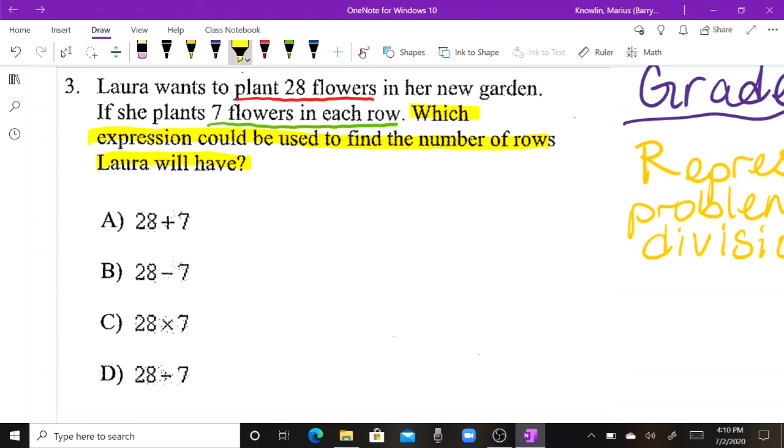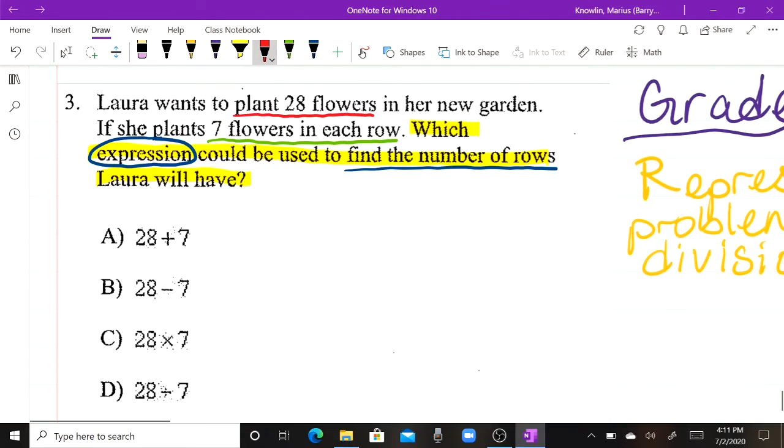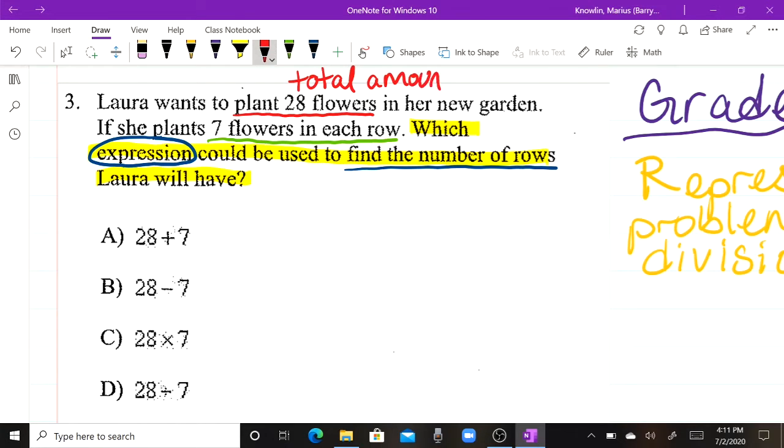So the answer here is not going to be like the answer to 5 times 2 is 10 or 3 times 6 is 18. We're not looking for a single digit answer. Our answer is going to be what they call an expression. Okay? And that expression is going to be used to find the number of rows. So let's go ahead and talk a little bit about what the 28 flowers represent. Those 28 flowers represent the total amount of flowers in her garden.